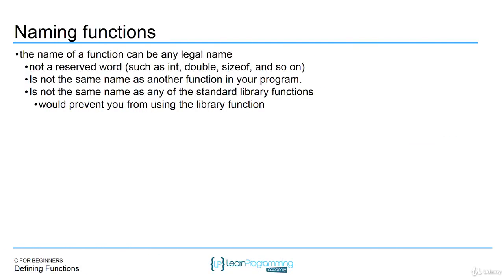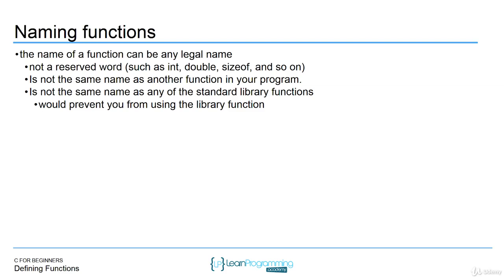Naming functions. The name of a function can be any legal name. Just like when you're naming a variable, you cannot use reserved words. These are keywords in the language such as int or double because they represent data types. sizeof is an operator. You wouldn't be able to use it, or for, or if. You can also not have two functions with the same name. This is also referred to as function overloading, kind of. But you can't have two functions with the same name. Overloading is not supported in C.